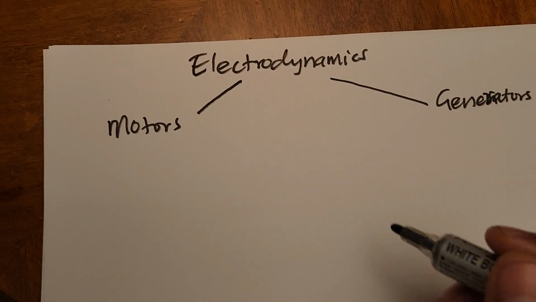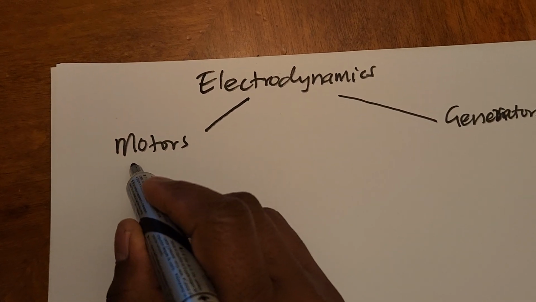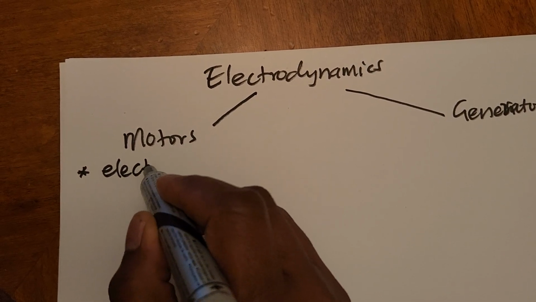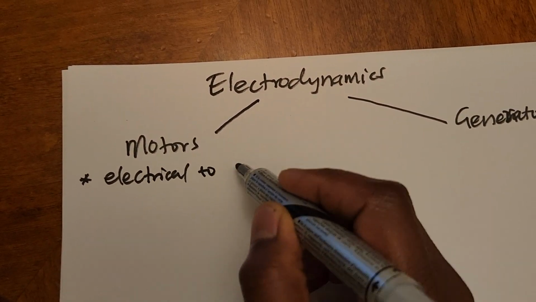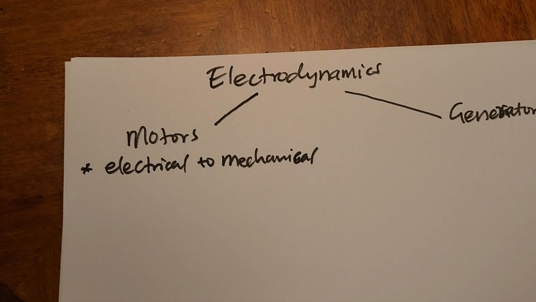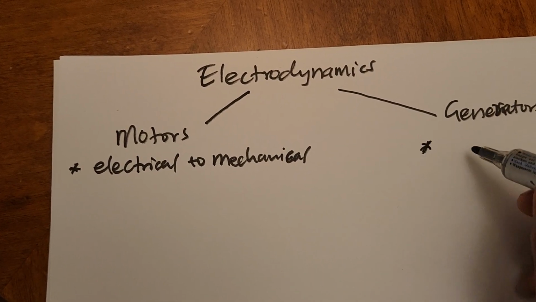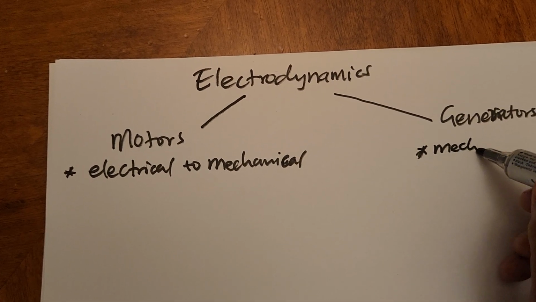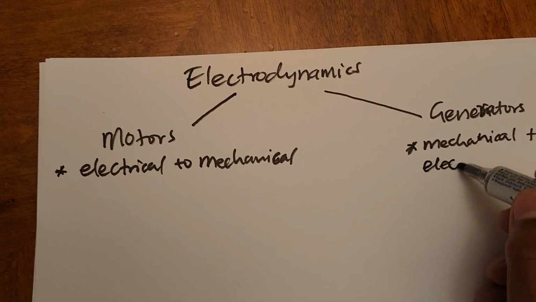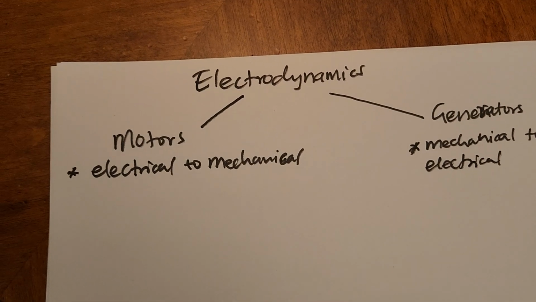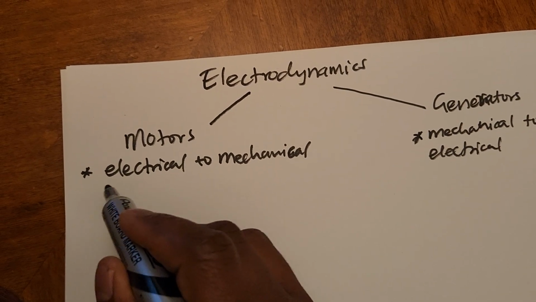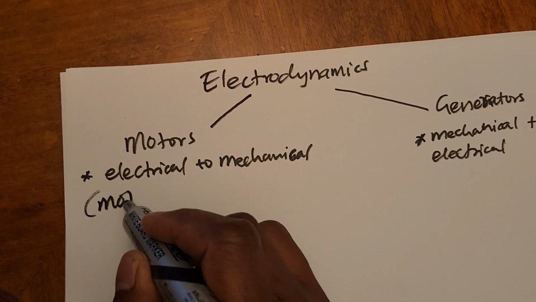Now, the simple difference between the two machines: in a motor, we are converting electrical energy to mechanical energy. And in the generators, we are converting mechanical to electrical energy. If you've forgotten this, just remember the wind turbines, mechanical to electrical energy.